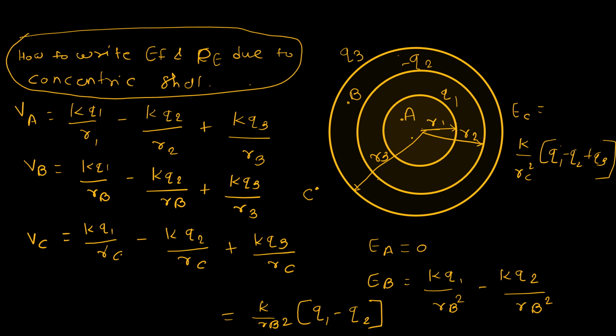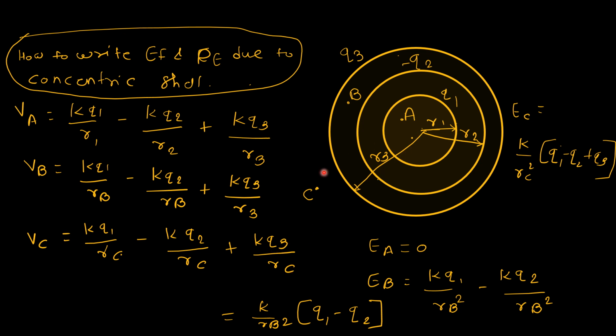Now for C, it is the outermost point for all the spheres or all the concentric shells, so you can write kq1 upon rc. This is 0 and this is C. From here to here the distance is rc. From this point C to here the distance is rc, so you can write kq1 upon rc minus kq2 upon rc plus kq3 upon rc.